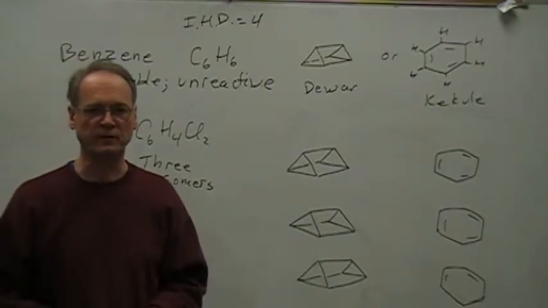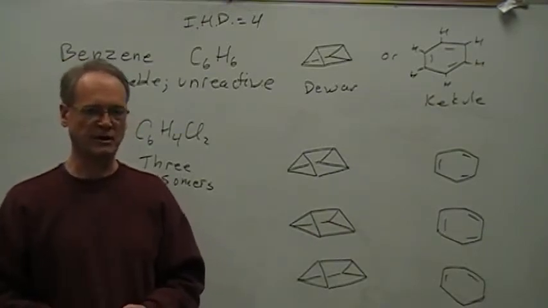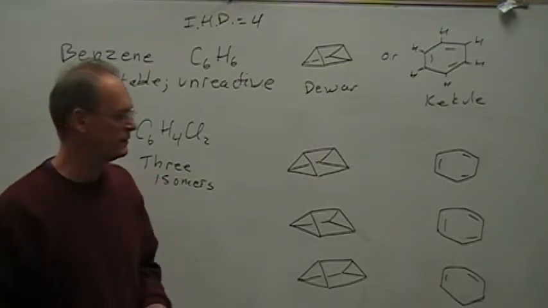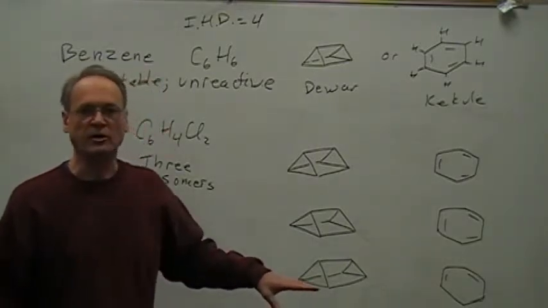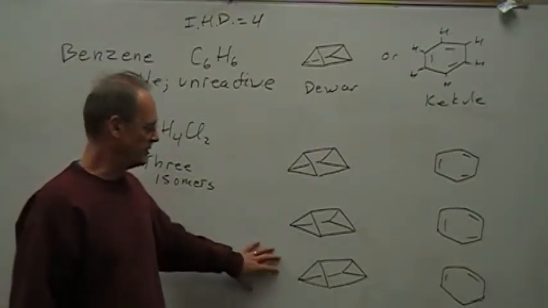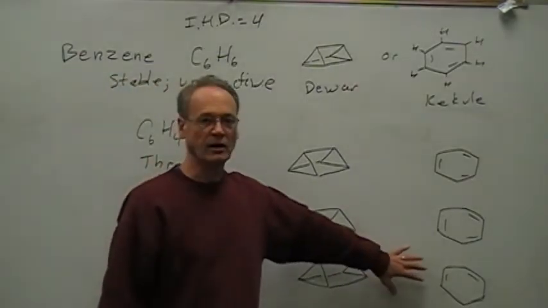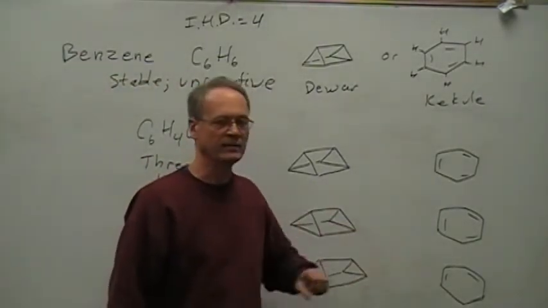Okay, so pause the video for just a minute and do that little exercise. And then also convince yourself, are there more than that? Are there more than 3 ways that you could put 2 chlorines onto this structure? And then are there more than 3 ways you could put 2 chlorines onto that structure?